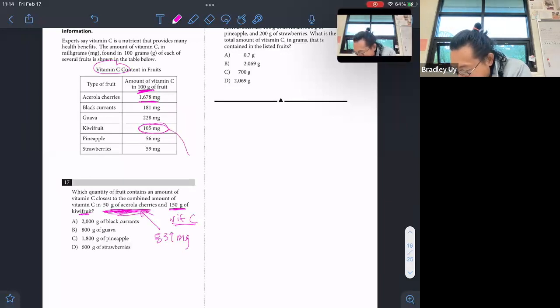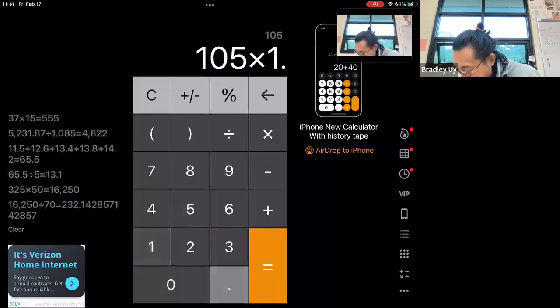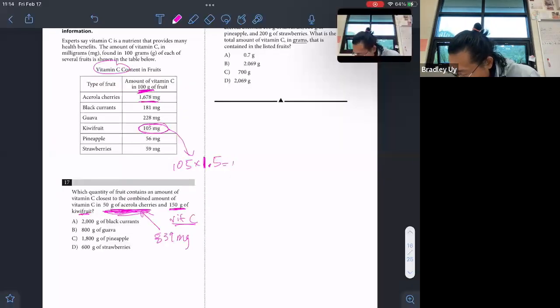So I'm going to multiply it by not 1, because that's the same, but 1.5, because I have 150 grams. I need a 50% increase. So 105 times 1.5 gives us 157.5. That would be milligrams of vitamin C. So that's how many milligrams of vitamin C from 150 grams of kiwi fruit.